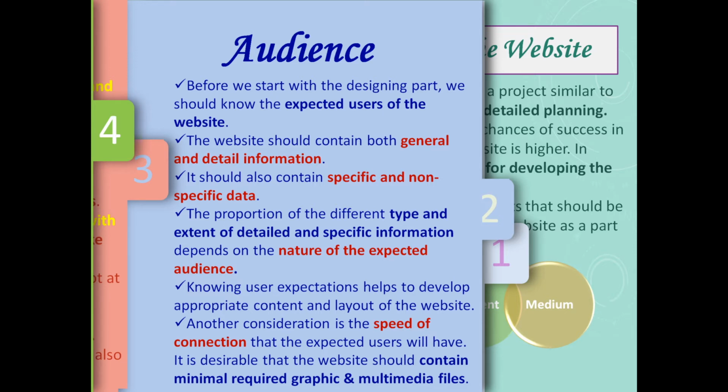So the website should contain both general and detailed information. It also contains specific and non-specific data. The type and extent of detail and specific information you put on a website completely depend on the nature of the expected audience who is going to use it. Content and layout can be properly developed after identifying the purpose, as I told you, and we should know the expected user also. Now the next point, another consideration, is the speed of connection that the expected user will have.